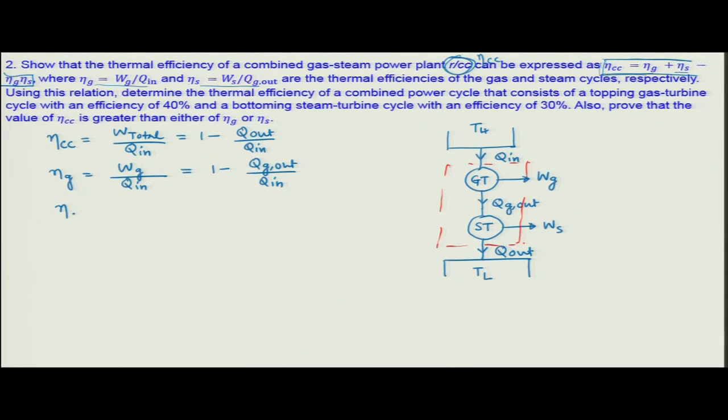The third is the efficiency of the steam turbine, which can be written as ws over qg out. qg out is the amount of heat supplied. So in the steam turbine, what is the heat supplied? That is this much, qg out. Whatever heat is rejected from the gas turbine is going to the steam turbine, so that is the heat supplied. And what is the output? Output is ws. So this can be written as 1 minus q out over qg out. So these are the three efficiencies.